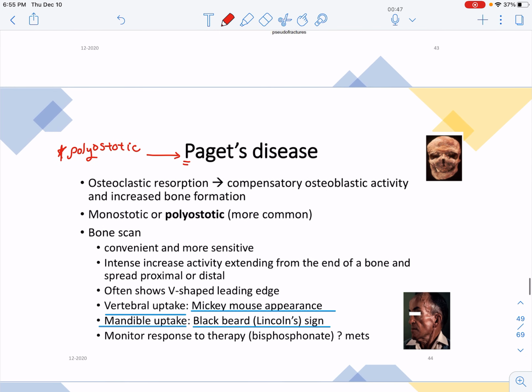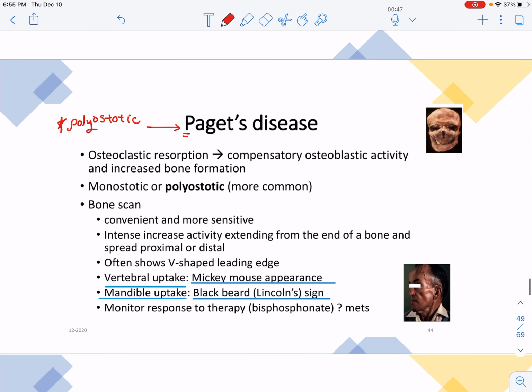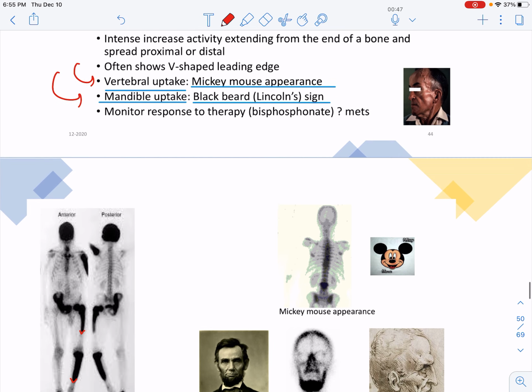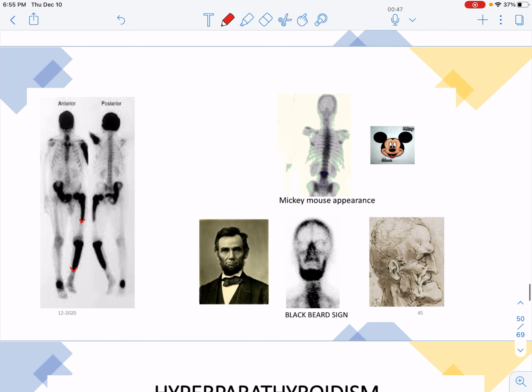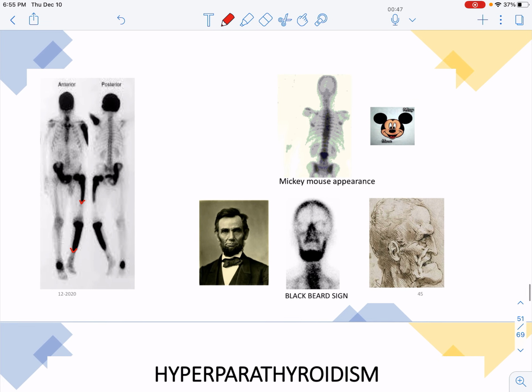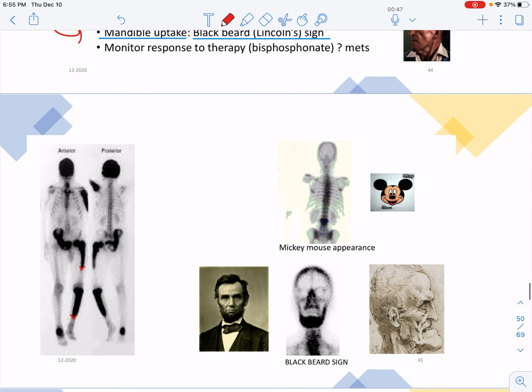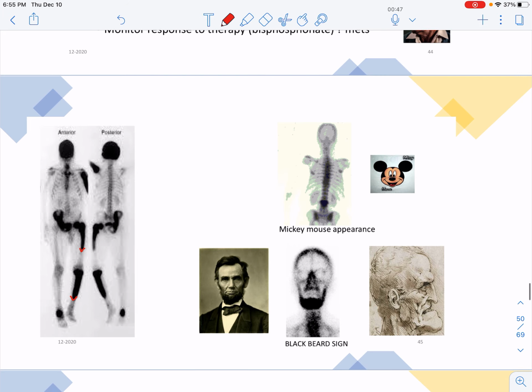and Paget's disease, we need to know it's polyostotic. We need to know that if it's in the vertebra, it's a Mickey Mouse appearance. If it's in the mandible, we can see Lincoln sign, like here. So it's in the mandible because of that, and the Mickey Mouse sign.